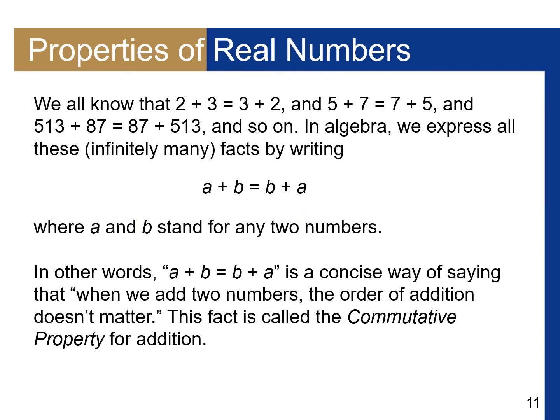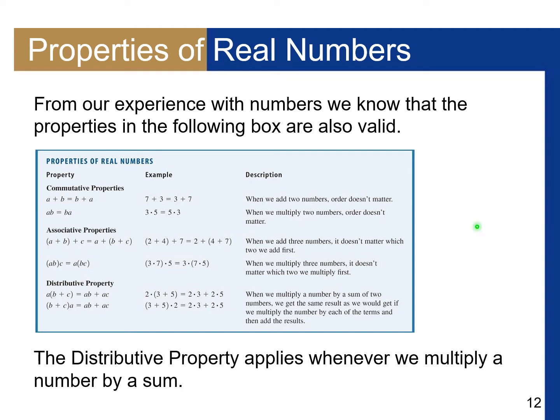Now we'll look at some properties. In the beginning of your Algebra 1 class, you learned that 2 plus 3 is the same as 3 plus 2, 5 plus 7 is the same as 7 plus 5, and we came up with this property. This is called the commutative property for addition. Commute means to move. So in other words, I could have A plus B, or I could move them around and have B plus A. We have other properties. The commutative property for multiplication also exists. So 3 times 5 is the same as 5 times 3.